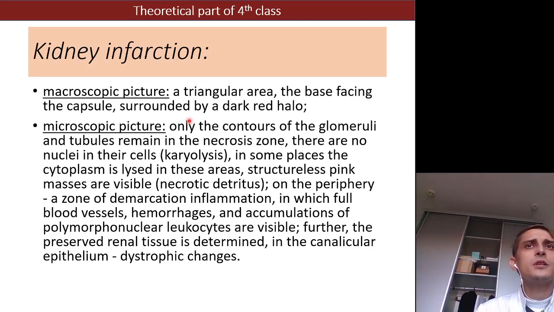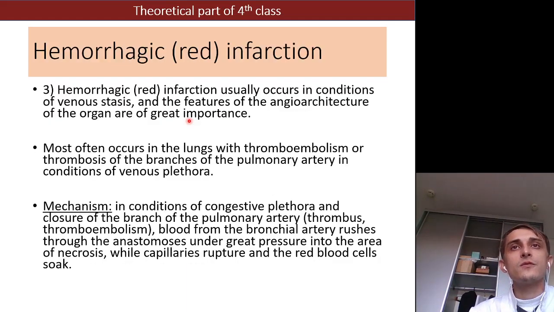The infarction of the kidney has a triangle form, based on the capsule, and looks like a red or white area with red color. On the histological level, we may see only the contours of glomeruli and tubules. Also, we will see cells without nucleus. Also, we will see some strange pink masses. On the periphery, we again will see the zone of demarcation inflammation.